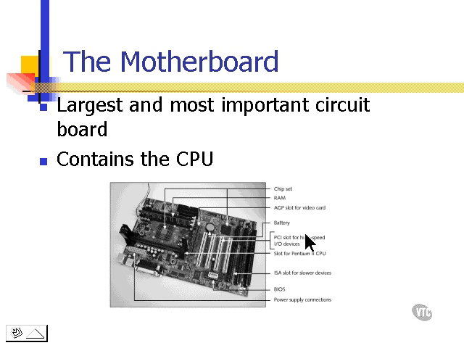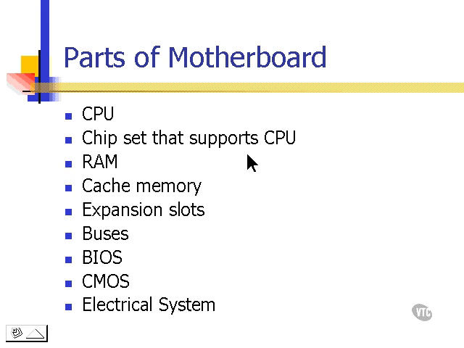The motherboard, the largest and most important circuit board, also contains the CPU as well as many other pieces. For example, a chipset that supports the CPU, RAM, random access memory, which we'll discuss in greater detail in later lessons, cache memory, expansion slots, buses, BIOS, and CMOS, which remember are the essential elements to start a computer even without an operating system. And the motherboard also contains the electrical system.